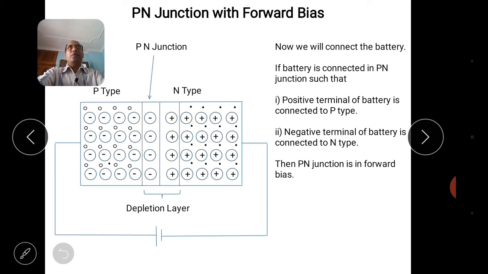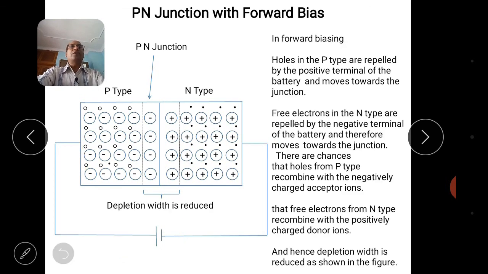Now we have completed the p-n junction without any bias. Now we will study the p-n junction with forward bias. It means now we are going to apply a battery to the p-n junction diode. So let us connect a battery. If a battery is connected to the p-n junction such that the positive terminal of the battery is connected to p-type and the negative terminal is connected to n-type, then the p-n junction is said to be in forward bias condition.